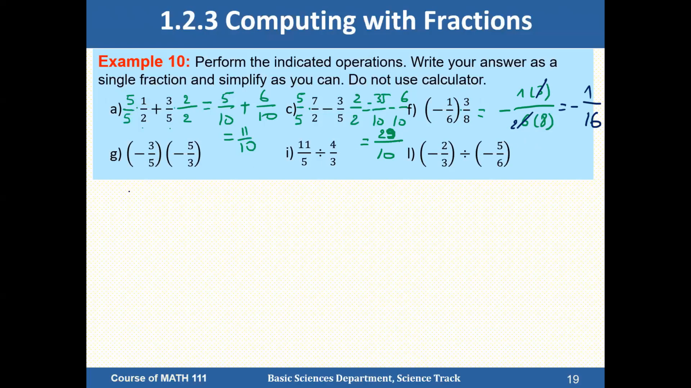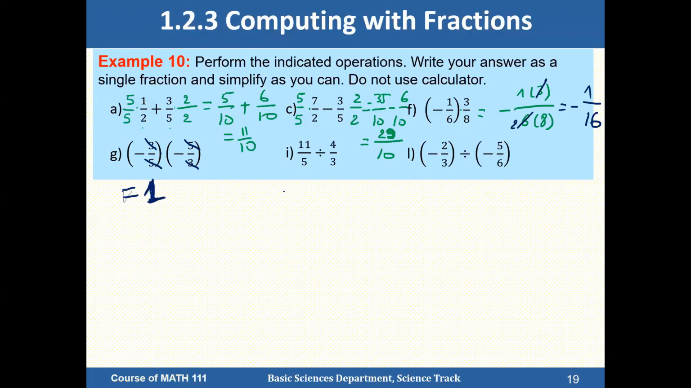Here also, we have minus times minus is plus. We have a multiplication, so we can simplify 3 and 3, 5 and 5, and nothing is left here. All the numbers are gone.